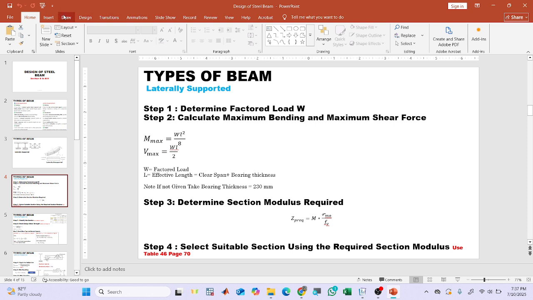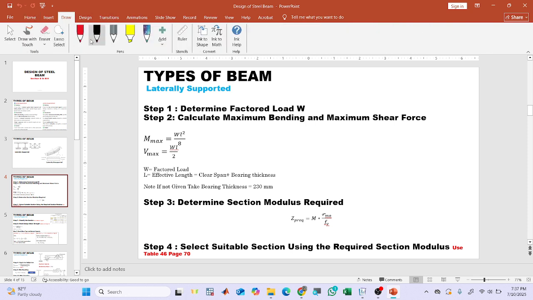So the very first step will be determining the factored load. How are we going to determine the factored load? Let's say this is Wu. This Wu will be 1.5 times the working load. So the working load multiplied by 1.5 will give me this factored load.